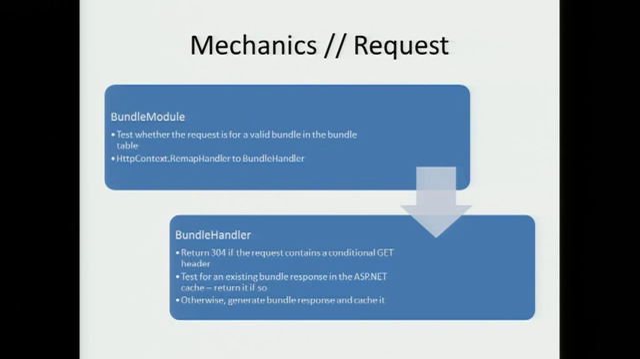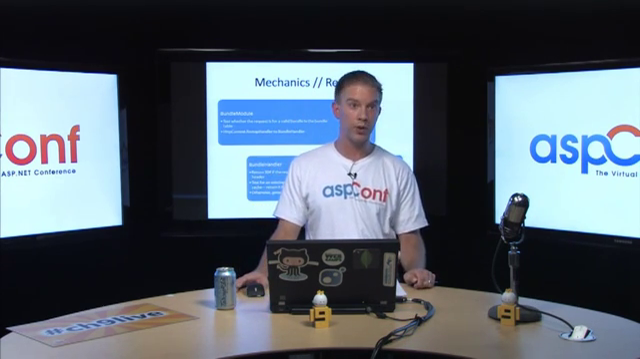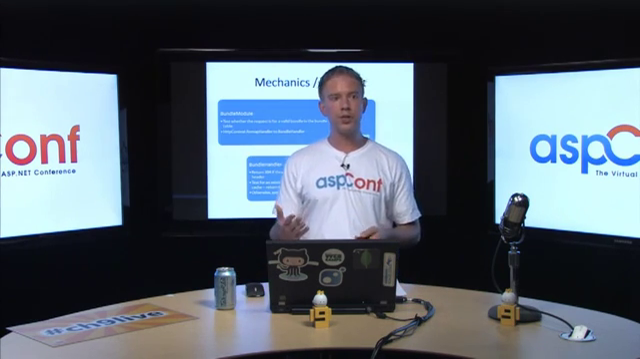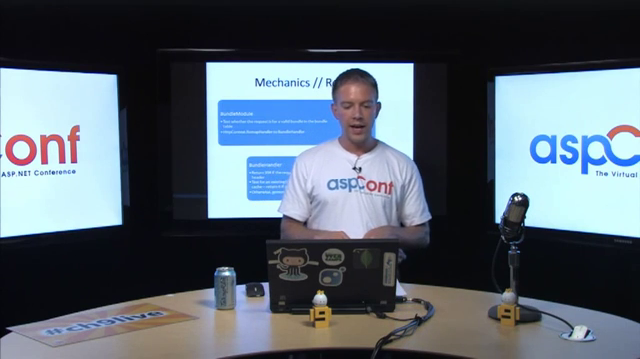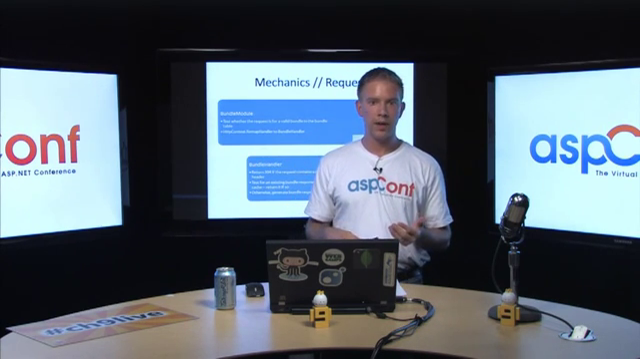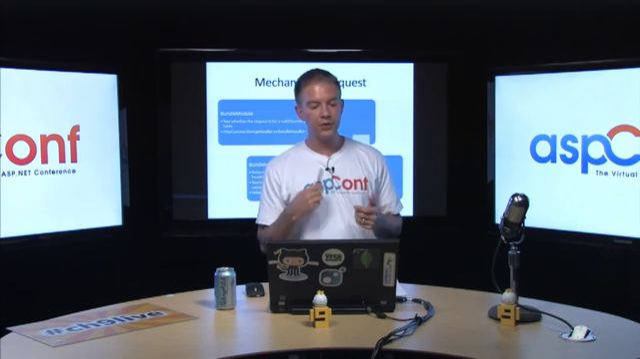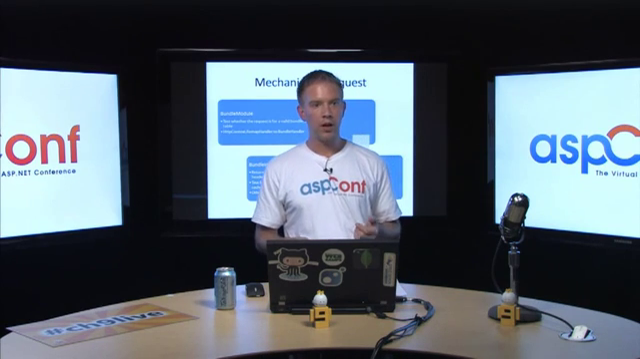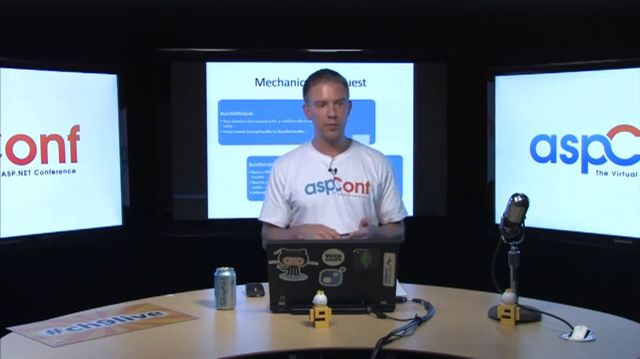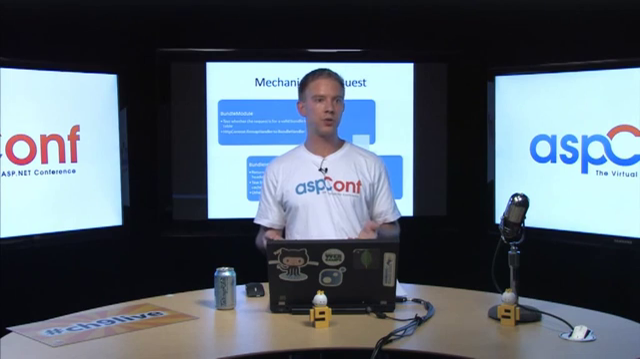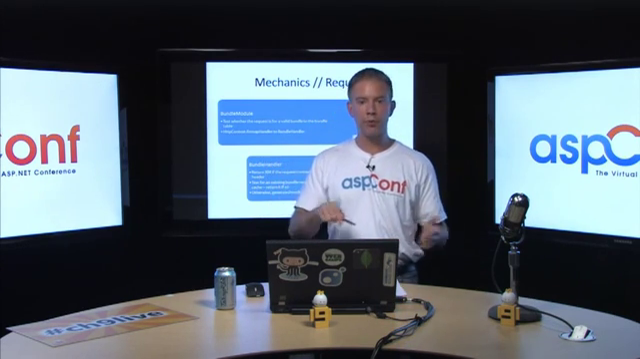Now there's some interesting nuance to the mechanics of when a request comes in. I'll talk through some of those, and then a couple of interesting points. The bundle module is set up to handle incoming requests. Basically, what the bundle module does is check to see if the request is for a bundle that's already been added to the bundle table through bundle config. If so, it remaps the request to its own bundle handler. So we have our own HTTP handler that can process the request, and the job of the module is to decide whether to remap the request into our handler.